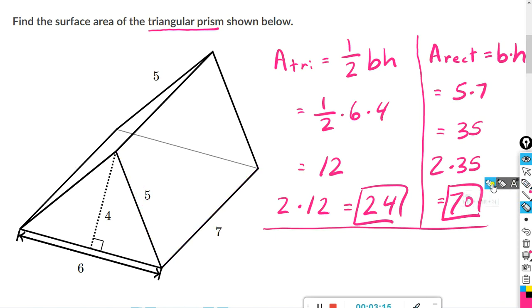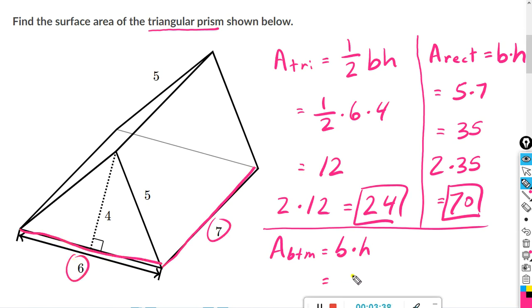Finally, we have the rectangle on the bottom. I'll just abbreviate it BTM. And again, that's just going to be base times height. So on the bottom, the base and the height are going to be 7 and 6. 7 times 6. And of course, that's just 42.